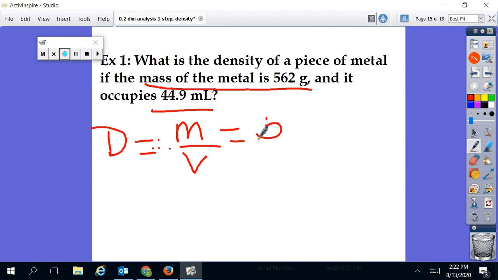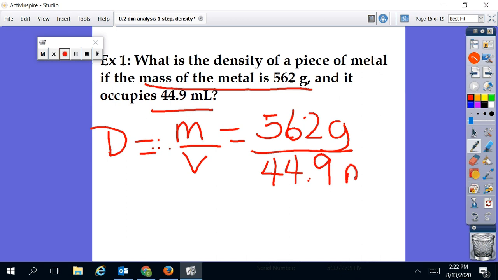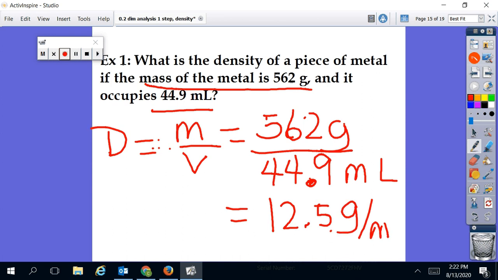So you're just simply going to put 562 grams divided by 44.9 milliliters, divided in your calculator, and you get 12.5, and then the units, mass over volume, grams per milliliter. Remember, it's a quantity, not just a number. And since it's division, if you look at the sig figs, 562 has 3 sig figs, 44.9 has 3, so you're going to leave it in 3 sig figs.